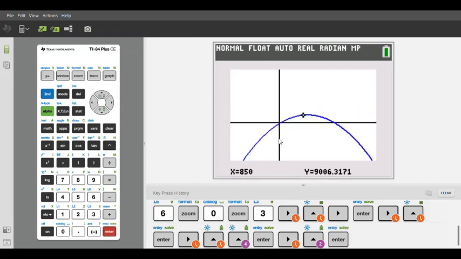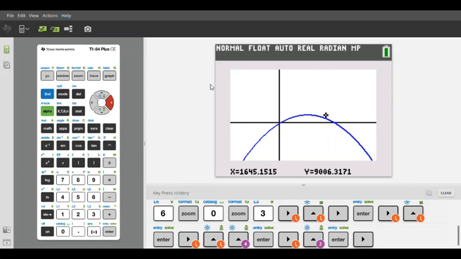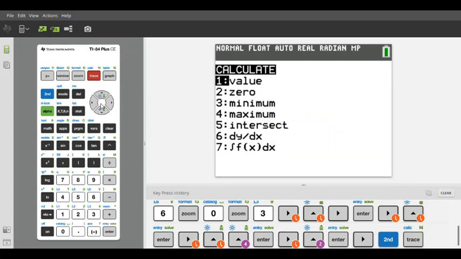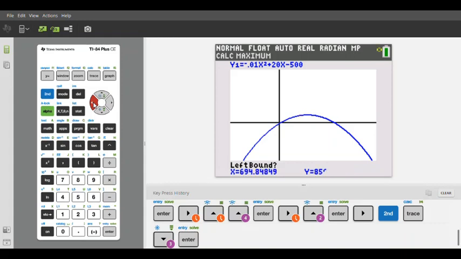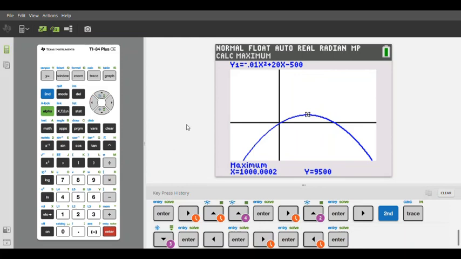But there we go. We made it. So we want to know the maximum we can make per day. So that's obviously going to be this very top point here. So we can go second calc maximum. We'll go left of what we think the maximum point is, hit enter. We'll go right of what we think the maximum point is, hit enter. And then we'll guess what we think the maximum point is and hit enter. And it tells us we have a maximum at x equals basically 1,000 and y equals 9,500. Okay, so remember those numbers, and let's go right back on over here to our notes.